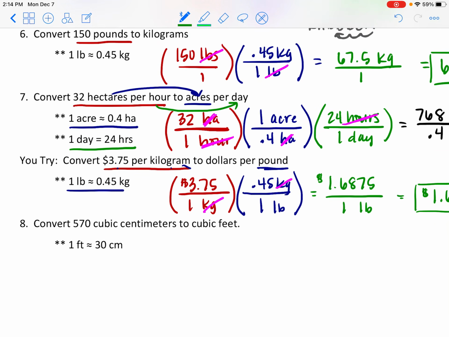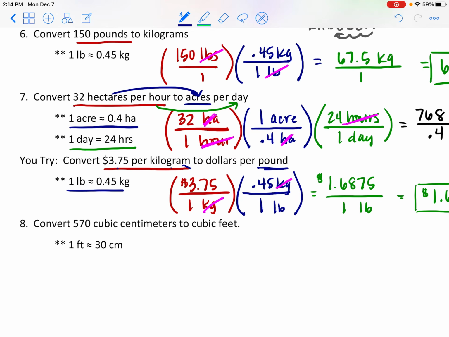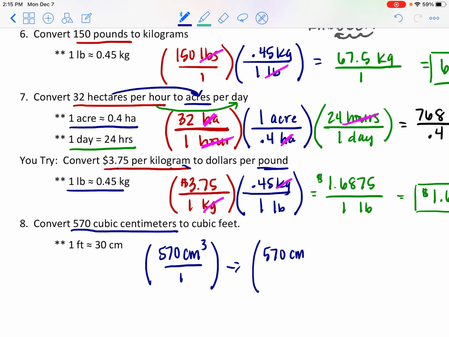All right, last one is a little bit of a strange one. We have to go from 570 cubic centimeters to cubic feet. A cubic measurement is a little different. So 570 cubic centimeters, what does that mean? So if we have 570 cubic centimeters, that means we have centimeters cubed. Okay, I'm going to put it over 1, just like I did before. Now, centimeters cubed really means, what does it mean to cube something? It means we have centimeters times centimeters times centimeters.